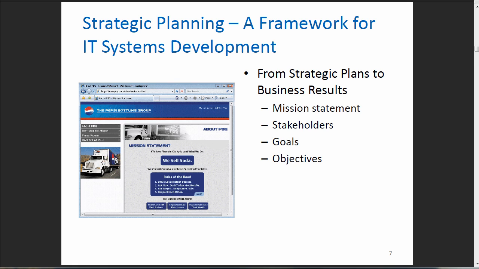IT systems development is sort of a strategic plan. Remember, we're going to plan. So for every project, come up with a mission statement. Now, companies have mission statements, but projects should have mission statements too. That way the participants know, where are we going? What is the end goal?